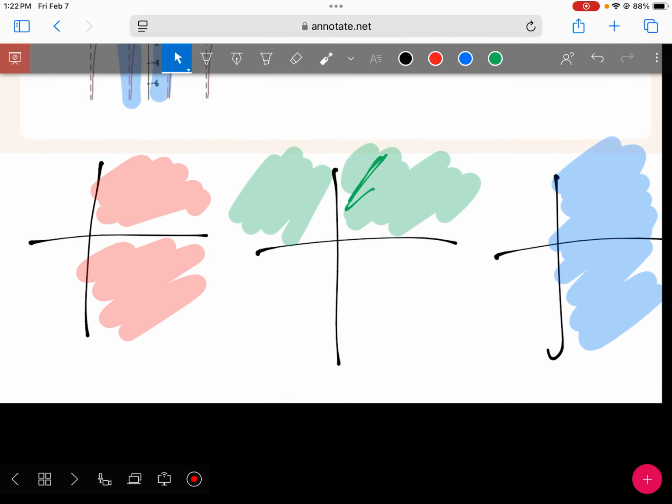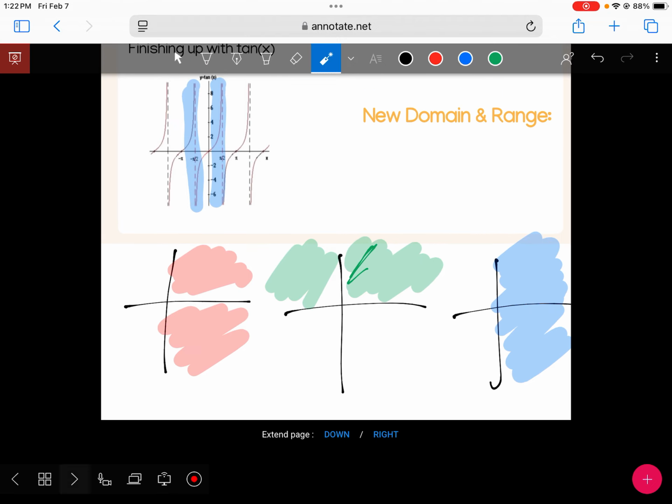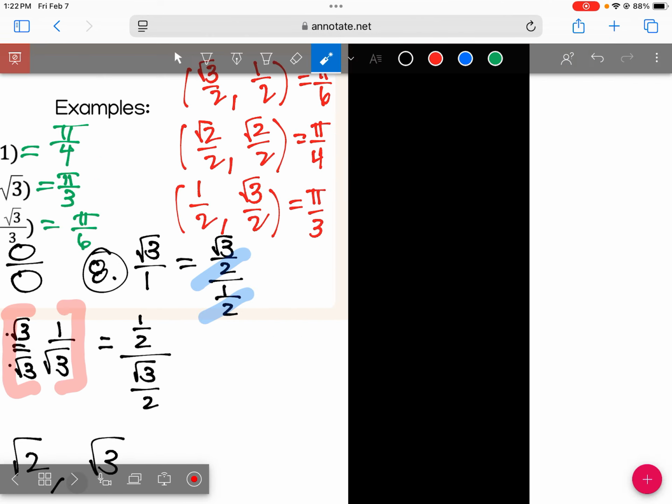So the red is sine, the green is cosine, and the blue is tangent. So we decided in order for a function to be a function that you could only be in these two quadrants, 1 and 4. So I think Miss Bryant posted the video yesterday, so I would go watch that.